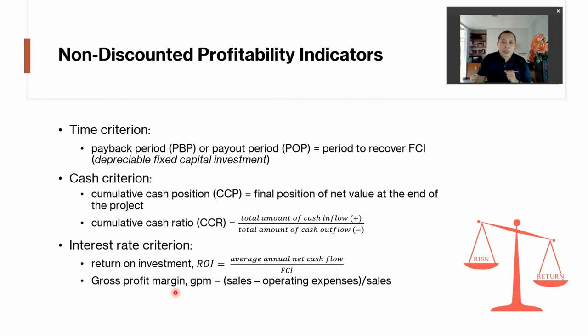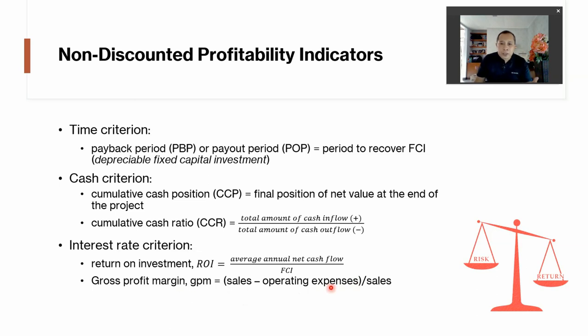And then the last one, which is quite popular for very early analysis, for example in feasibility studies, is called GPM, or gross profit margin, defined as the volume of sales, omset penjualan, minus operating expenses divided by the total sales. And for GPM calculation, you don't really have to do any plant design.